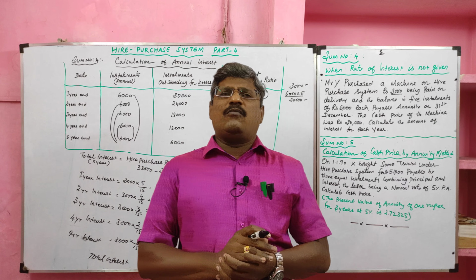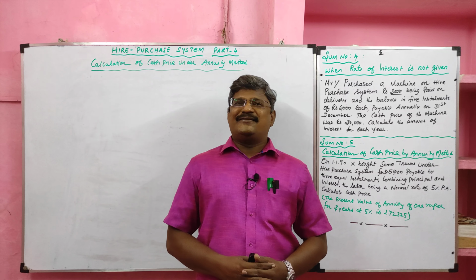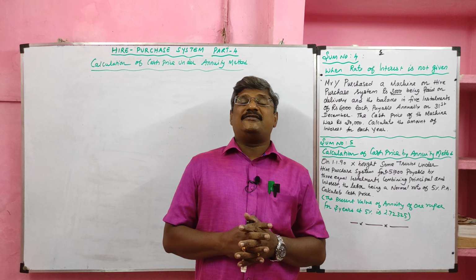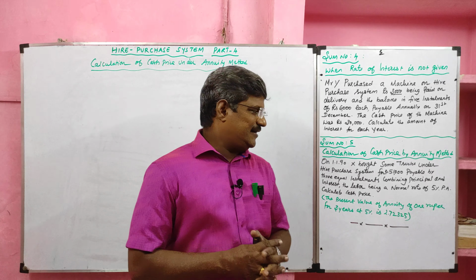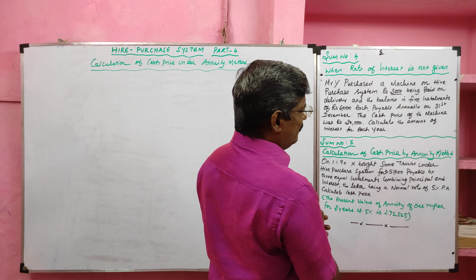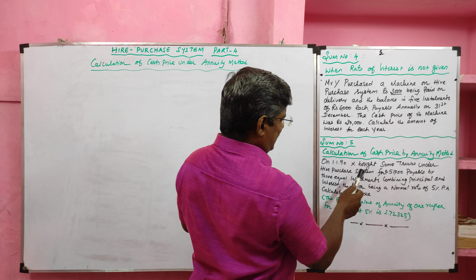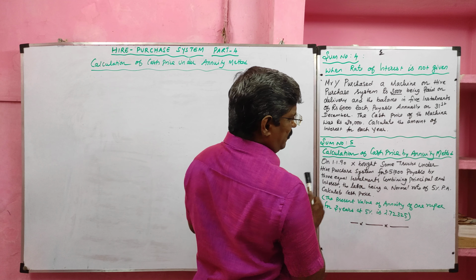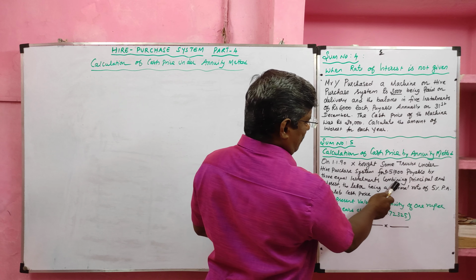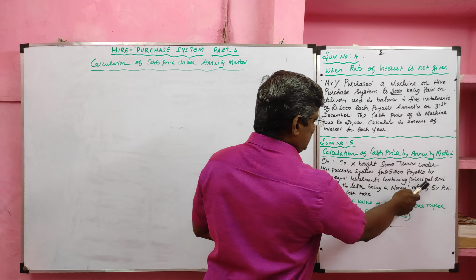Now we'll solve one more problem in relation to hire purchase system. Students, let me solve the fifth problem. In this problem, we are going to find the cash price by using the annuity method. Sum number 5. Calculation of cash price by annuity method. On 1st January 1990, X bought some trucks under hire purchase system for rupees 51,000, payable by 3 equal installments combining principal and interest.